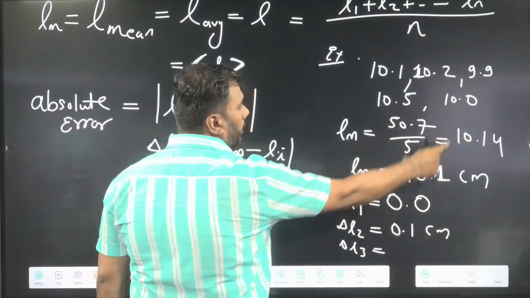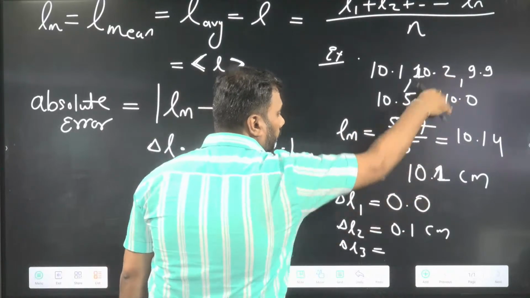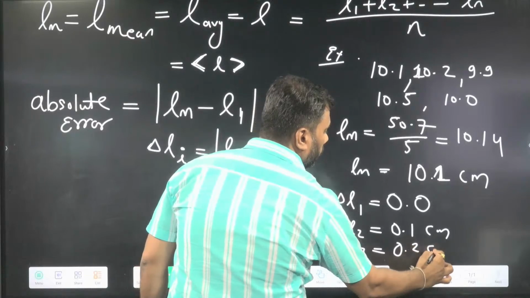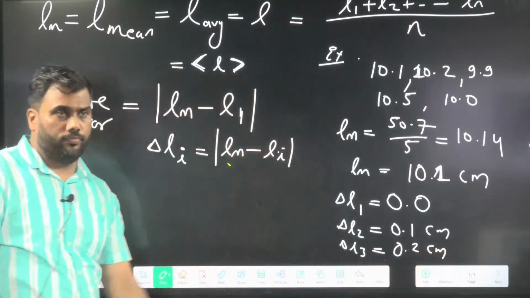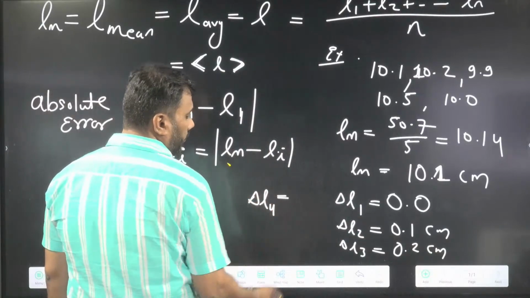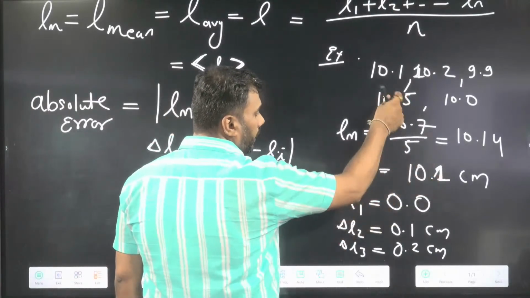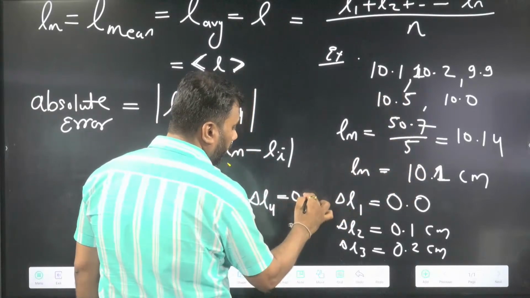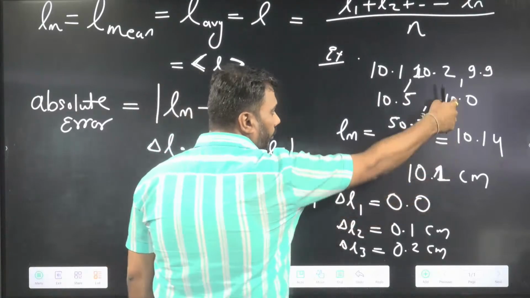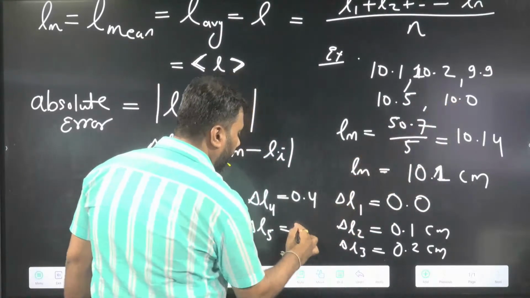What is the absolute error in the third reading? 9.9 and 10.1. The difference is 0.2, and we also need to take the modulus. Okay. Absolute error in the fourth reading: mean value, fourth reading. If you take the difference, you are getting 0.4. Absolute error in the fifth reading: mean value, fifth reading. If you take the difference, you are getting 0.1.